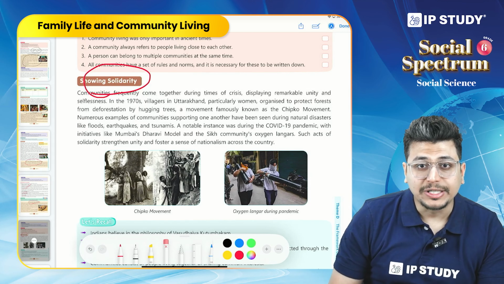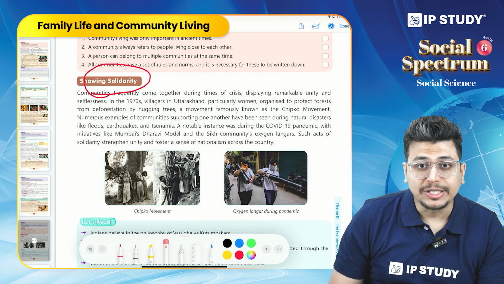You can take the example of the Sikh community, how they run langars in different parts of the country. You can take the example of the Hindu community, how they conduct their bhandaras. So there are numerous such examples. COVID-19 was a big example when people helped out each other during the pandemic to provide resources to each other.